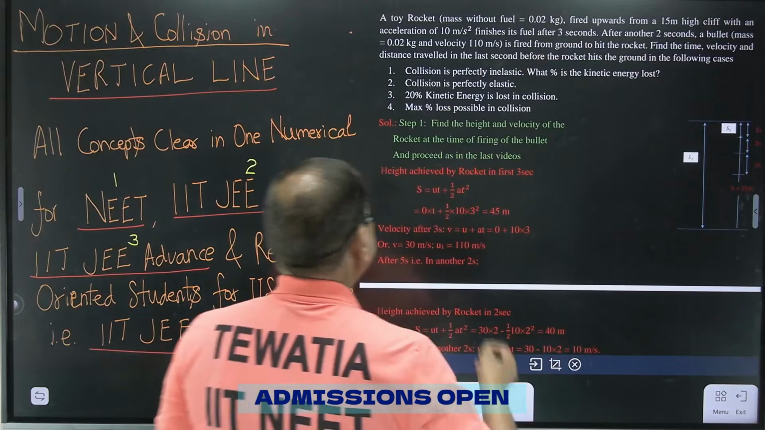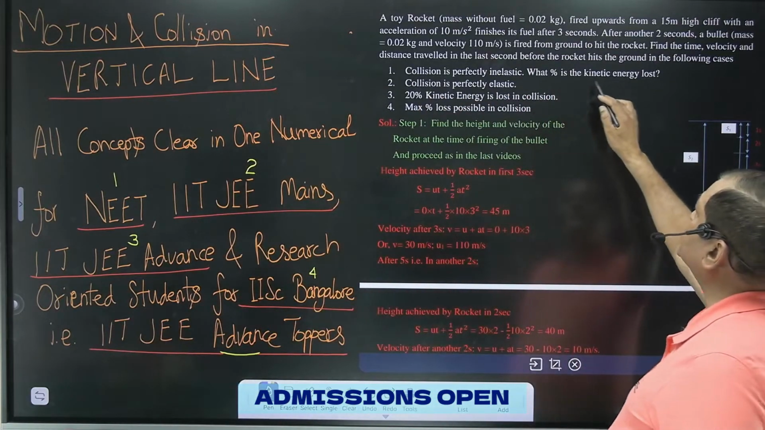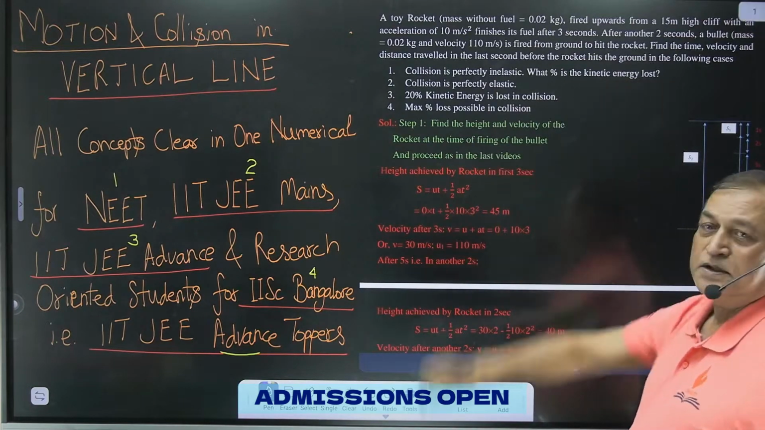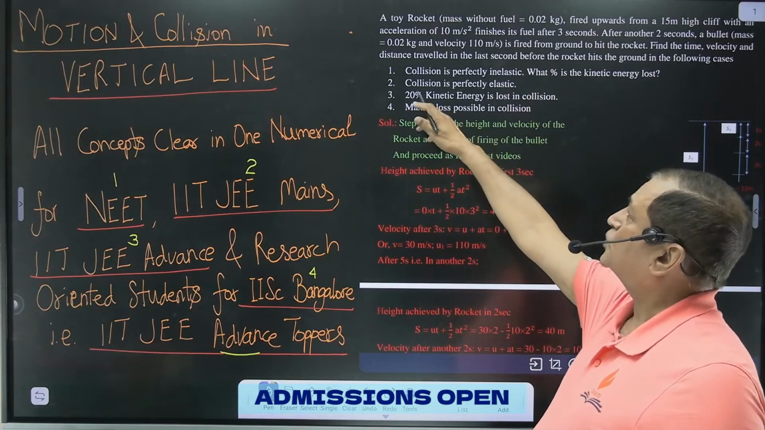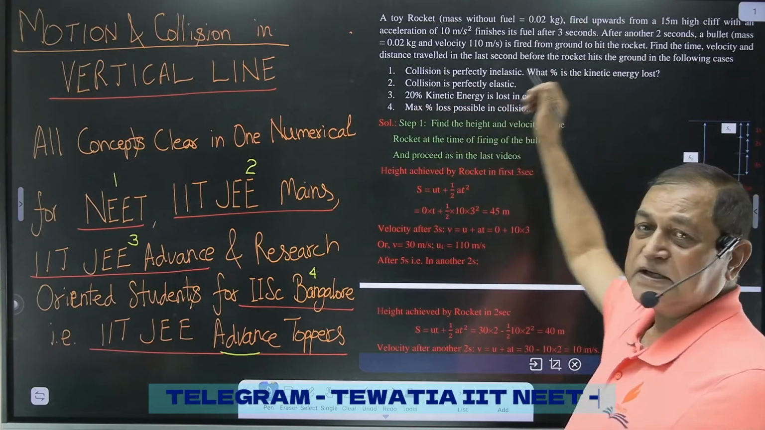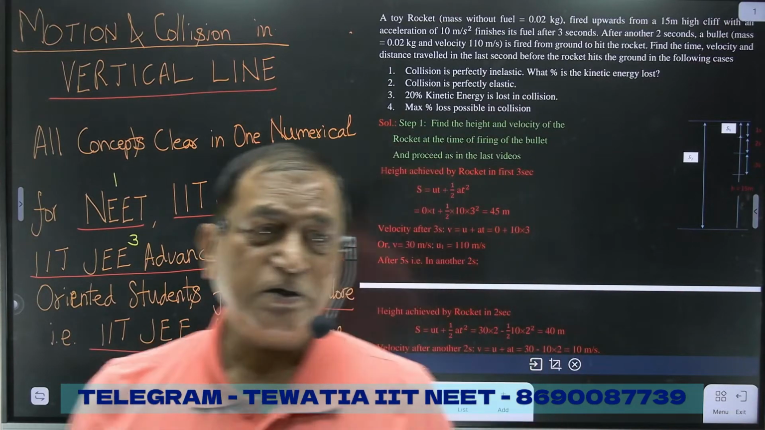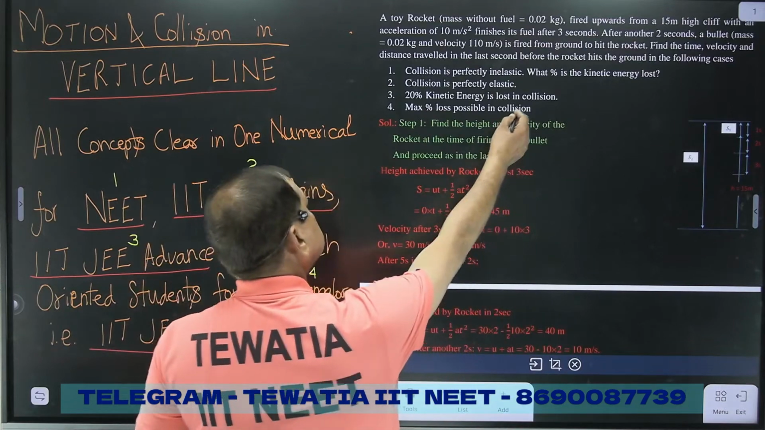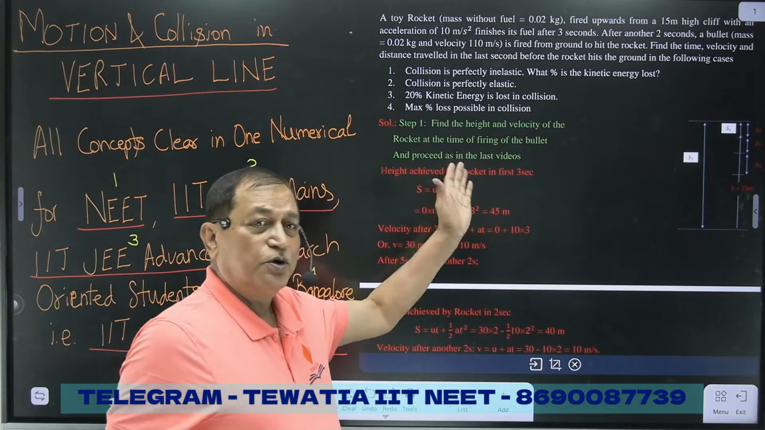So up to case 1, the collision is perfectly inelastic. What percentage of kinetic energy is lost? Up to case 1, it is a JEE Main question. Case 2 is also a collision that is perfectly elastic, that means no energy loss. Up to this point also it is a JEE Main question, and then in case 3, 20% kinetic energy is lost in collision, and case 4, maximum percent loss possible in collision.